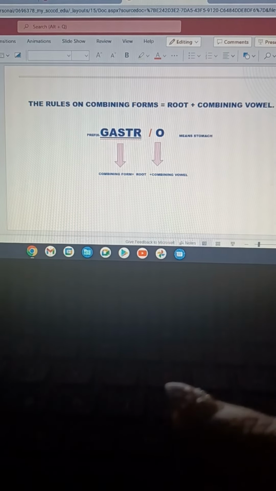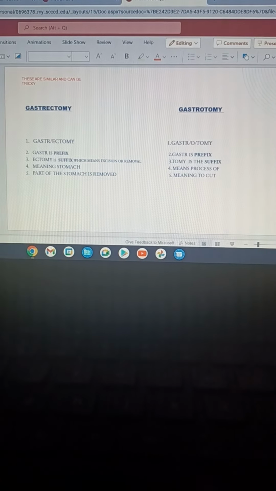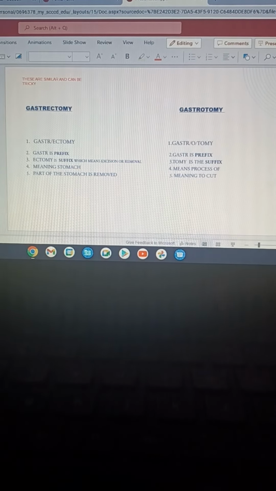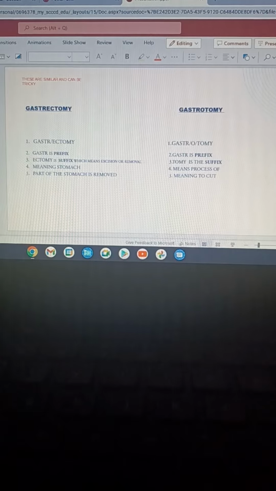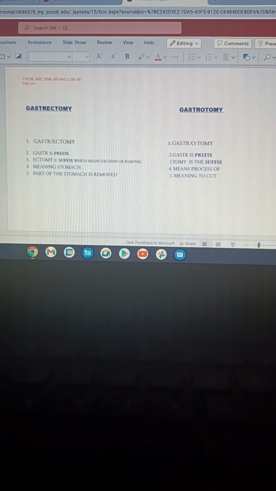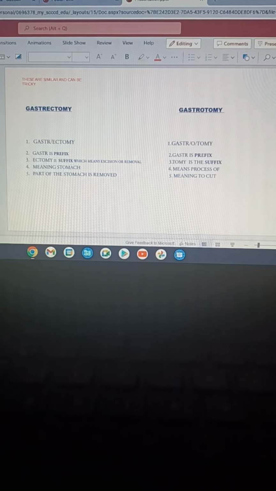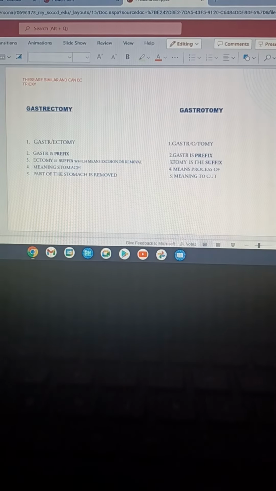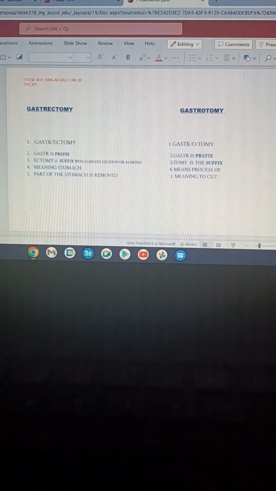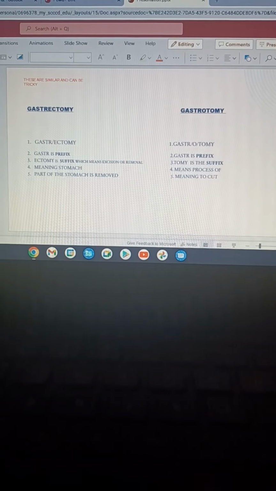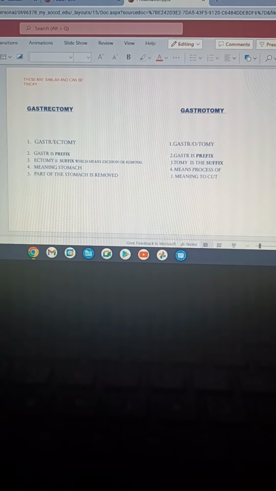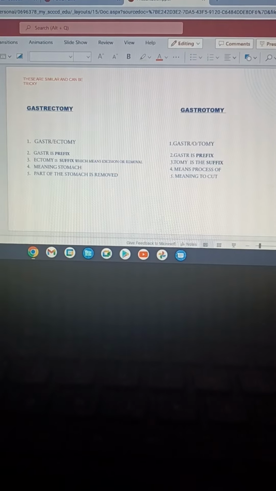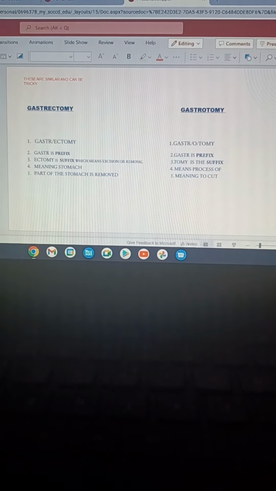So we have the prefix, which is the gastro. Okay, and then I also picked these similar words here. They actually sound very similar, but they are tricky. They're spelled differently. So I have gastrectomy. I went ahead and broke that up, and as you can see, the gastro is the prefix, ectomy is the suffix, which means removal or excision, and the meaning is of the stomach.